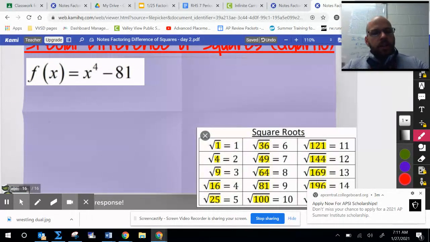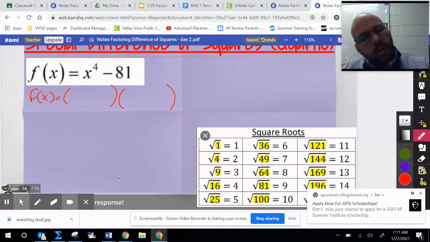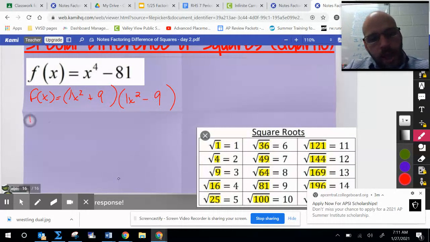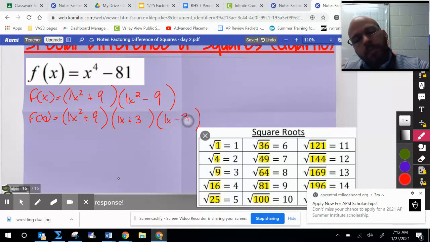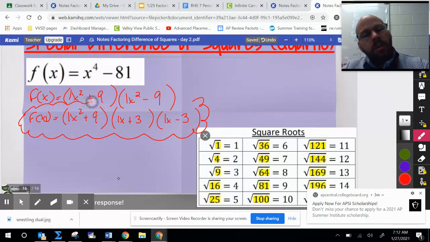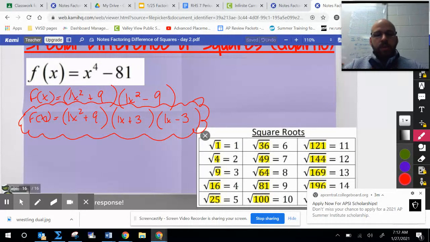All right. So take a look. Same idea. F of x equals, if I break this apart, this would become a 1x squared plus 9 and a 1x squared minus 9. Now, we cannot break it further if it's addition. So we leave this first group the same. But the second grouping is subtraction, so we can break this down into 1x plus 3 and 1x minus 3, because 9 is still a perfect square. So ladies and gentlemen, this would be factored completely.